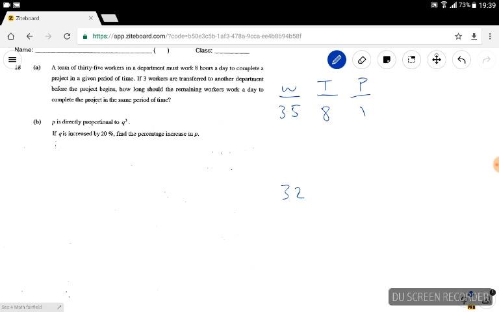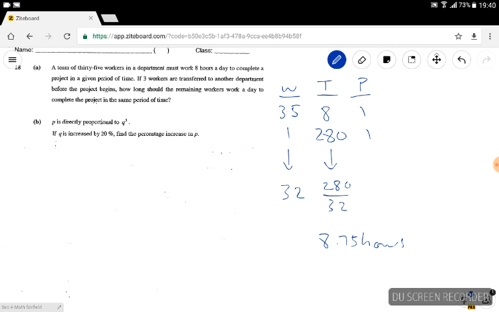I can divide by 35. For example, if I only have 1 worker, how many hours do I need? I need to times 35, because if it's 1 person, you need to take 8 times 35. So that's 280 hours to complete one project. Now it jumps to 32, so we take this divided by 32. 280 divided by 32, because from here to here is times 32, so you divide it by 32. The answer is 8.75 hours. So it's going to take 8.75 hours to finish the same project.